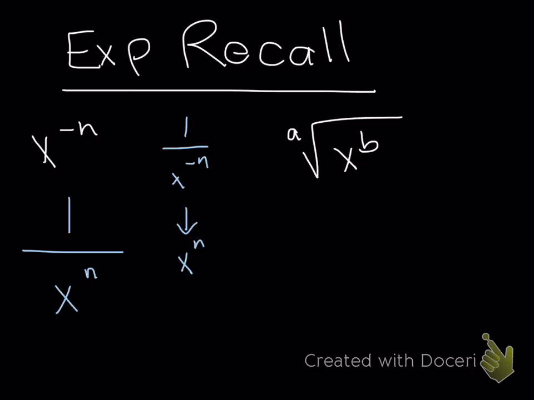The other rule is the root. So here I have the a-th root of x to the b power. So this becomes x raised to the b over a. So notice whatever your root is always going to be your bottom value. Always, always, always. So we're definitely going to use those two rules in the next part of this lesson.